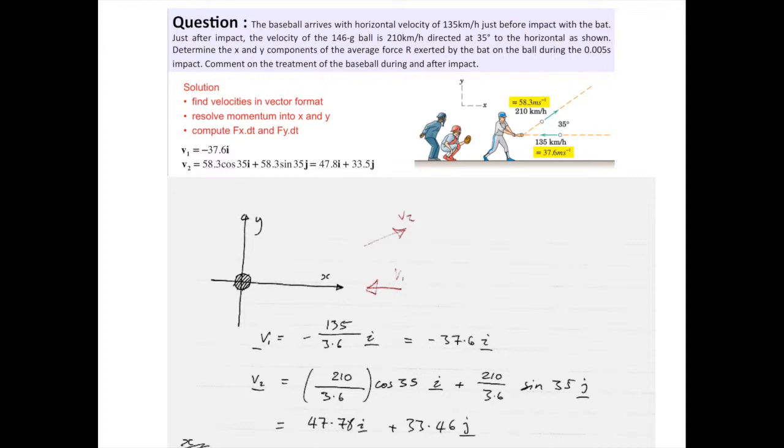Okay, so the first thing to do is to work out the vector form, since we're dealing with a 2D problem, of the two stages of the motion. So initially we have flow going from right to left, convert that into meters per second, we work out that our v1 vector is minus 37.6 i. Then v2 is directed above the horizontal at 35 degrees, so we can work out this is 47.8 i plus 33.5 j.